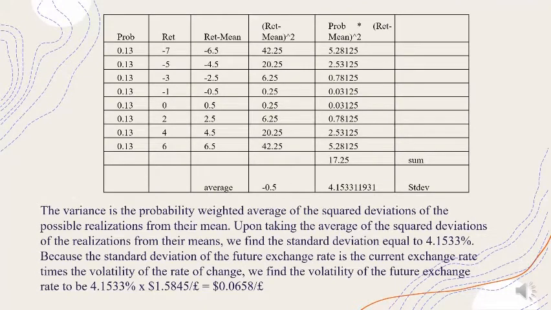Now we need to find the standard deviation, and as we all know, the standard deviation is the square root of the variance. So first we need to find the variance, and we can do that with the help of this table, where the first column shows the probability of each event to occur, which we had calculated, that was 1 divided by 8, which gives you 0.13.